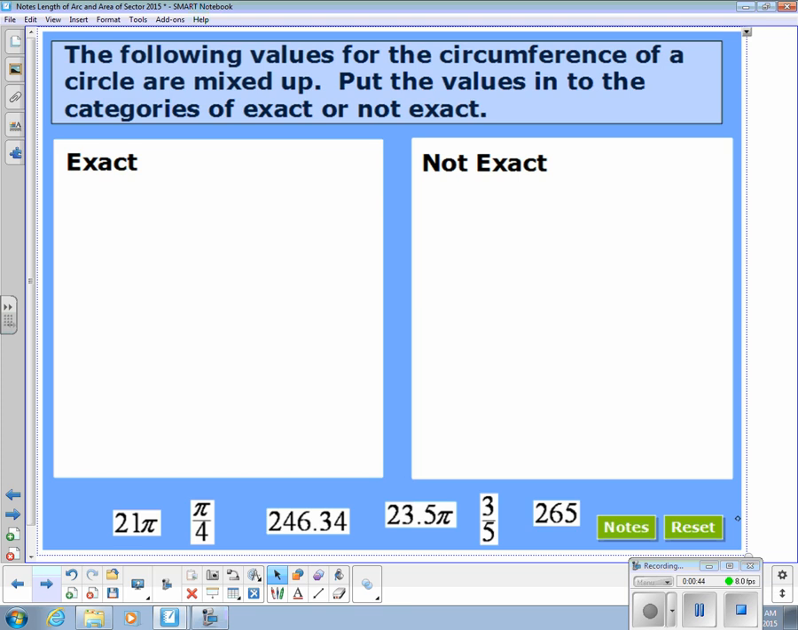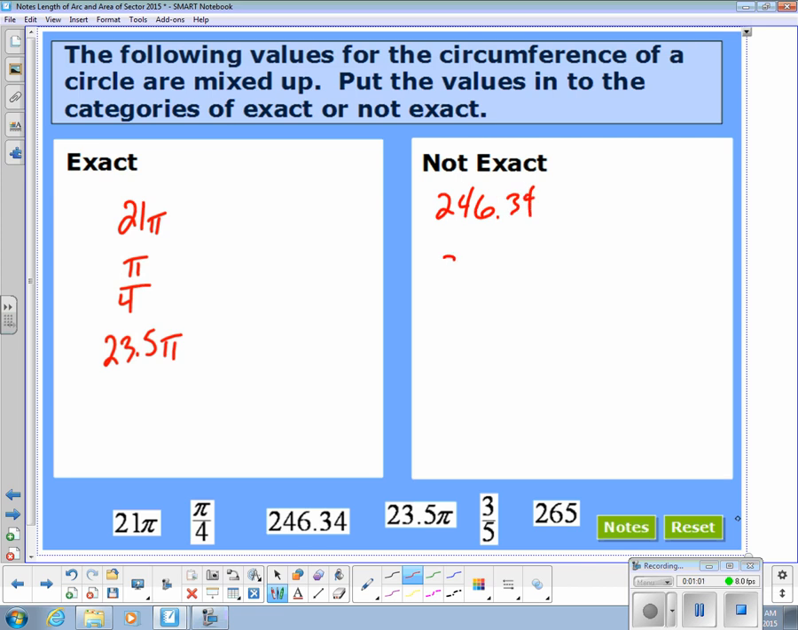Okay, so now that you've done this, to get you the right answers, the exact answers are 21 pi, pi over 4, and 23.5 pi. And the not exact answers are like 246.34, 3/5, and 265. And you may be asking, why are these exact and why are those not exact?